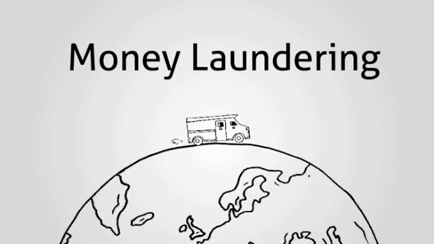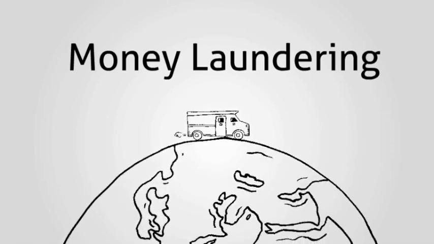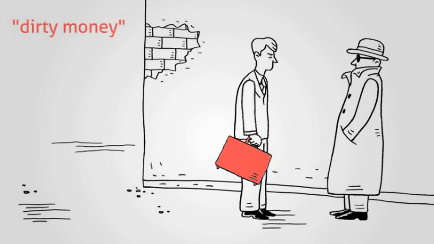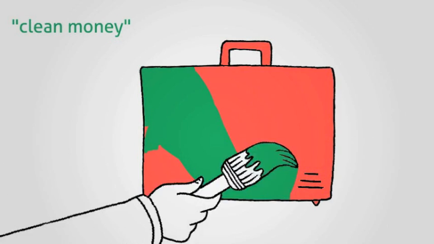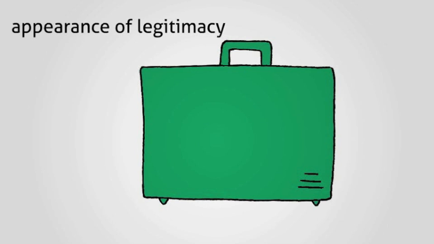Money laundering is a crime that takes place across the globe and at huge cost to society. Money laundering occurs when a criminal takes proceeds of crime, or dirty money, and then disguises the origins so that they appear to come from a legitimate source. Involving a respected law firm in a money laundering transaction gives it the appearance of legitimacy.